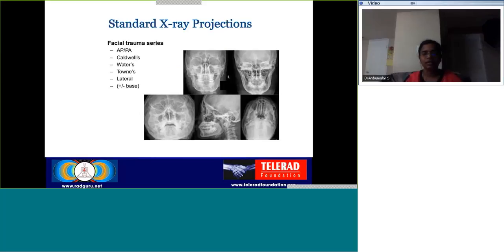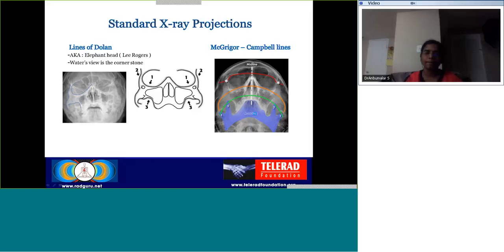So first we'll see the X-ray imaging. The standard X-ray projections, what we have is nearly 5 to 6 views. For the face, we have the anteroposterior AP view, PA view, the Caldwell view, the Waters view, Towne's view, and for the base of the skull, we can use it optionally.